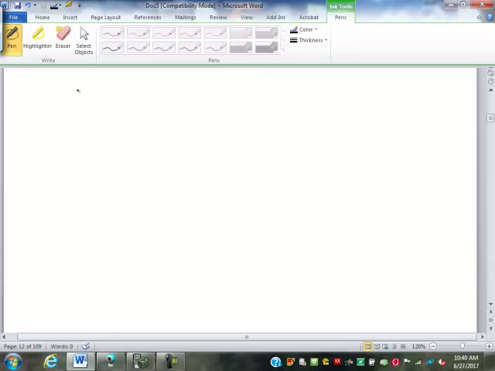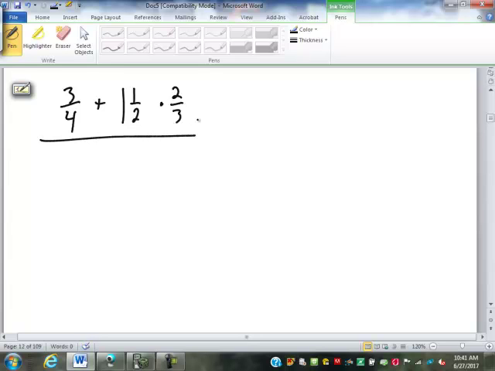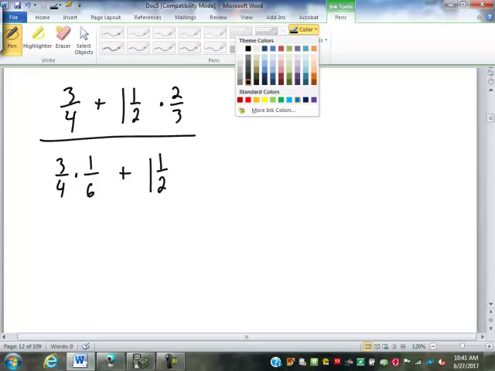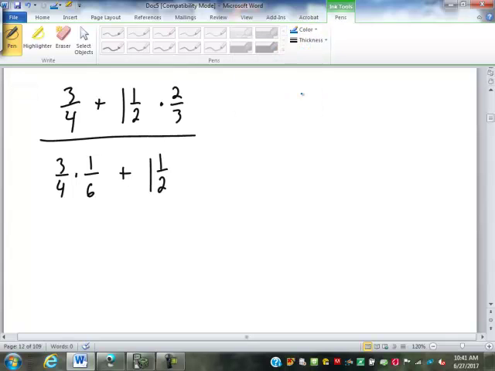A little bit different from that, we might run into ones like this. 3/4 plus 1.5 times 2/3, all over 3/4 times 1/6 plus 1.5. This is really 2 separate problems. I'm going to do everything on top first.